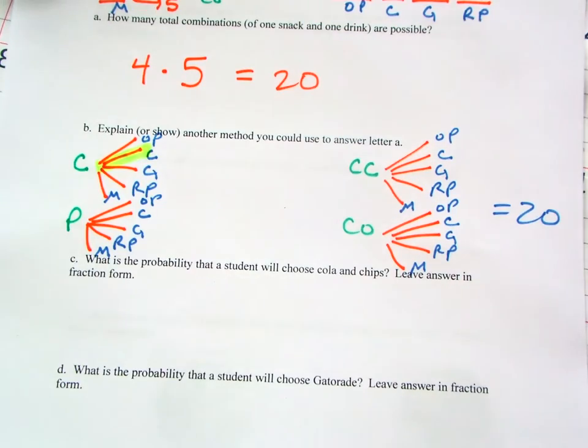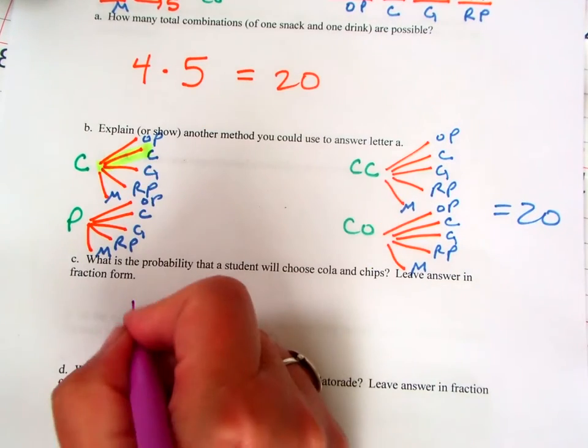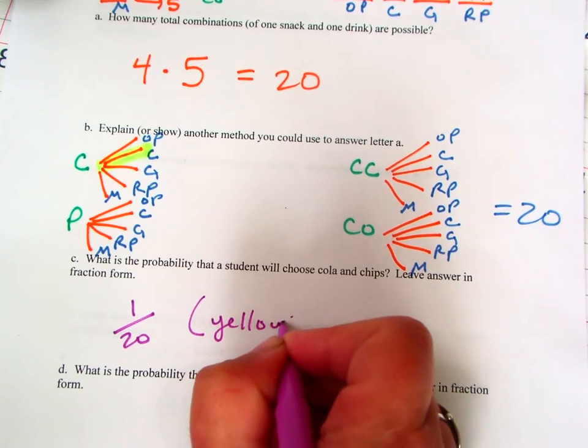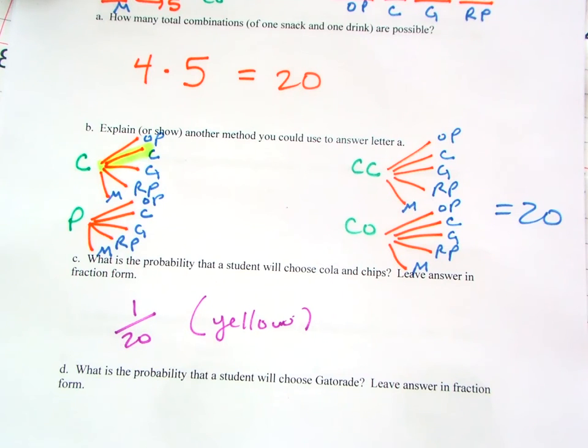So in yellow, we know our total was 20. And there was only one option out of the 20. So above in yellow, or you could draw an arrow, or as long as I can see kind of what you're talking about. Okay, so there's 1 out of 20 and you're done.